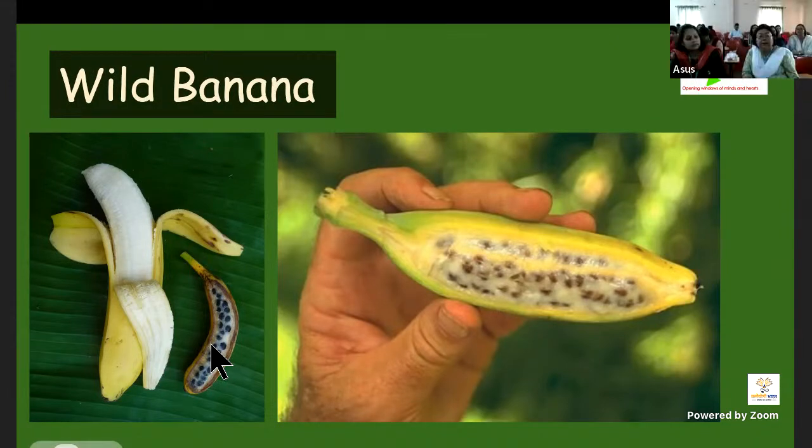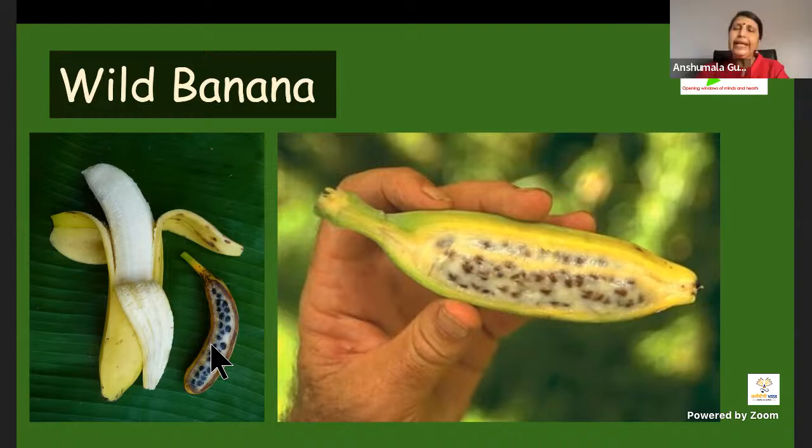Ma'am, maybe they select bananas with fewer seeds. They keep crossing them, and ultimately we get a banana which does not have any seed. So actually, selective cultivation is correct. Or we call it artificial selection. So what is artificial selection? Is that like humans have done it throughout with crops?